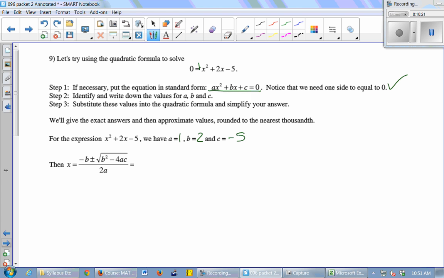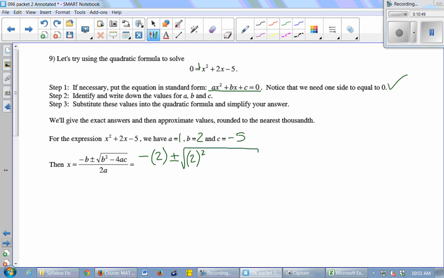So I've got a negative sign. And then I want to put in, instead of a b, the number that b is, which is 2. And I'm going to put parentheses around it. Always going to put parentheses when I replace a letter with a number. Then I'm just going to continue copying the formula, plus or minus the square root. All right, then I have b squared. So I'm going to put in 2 squared. And I'm putting parentheses around the 2. Every time I put in a number, put parentheses around it.